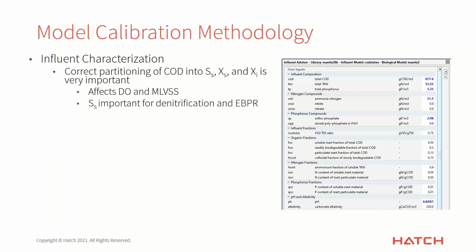So a very important thing is correct partitioning of the COD into the soluble substrate, the particulate substrate, and the particulate inerts. Because this affects the DO in the mixed liquor volatile suspended solids, as well as the soluble substrate is very important for any sort of nutrient removal. So if you're doing denitrification or biological phosphorus removal, it's really important that you get your soluble substrate number correct, because that has a very strong impact on the extent of those processes.